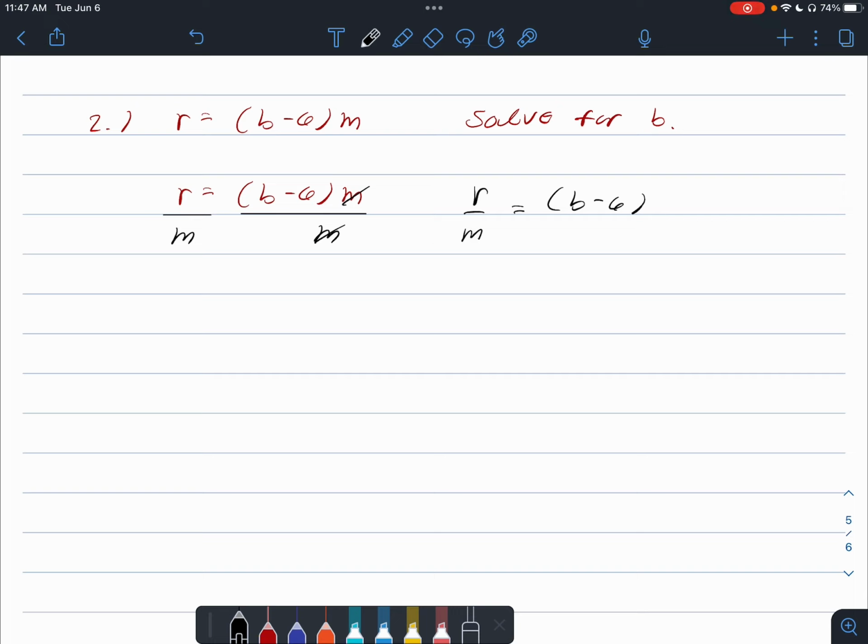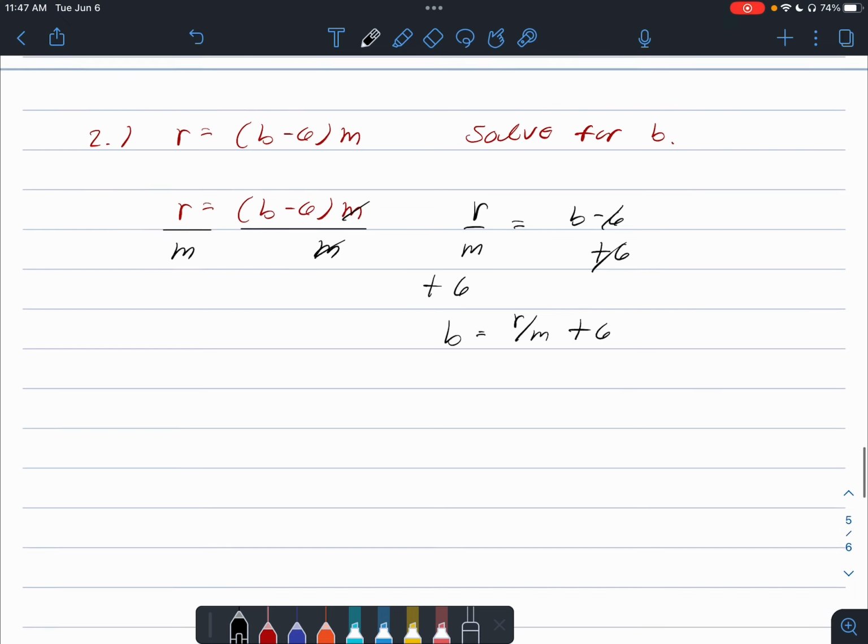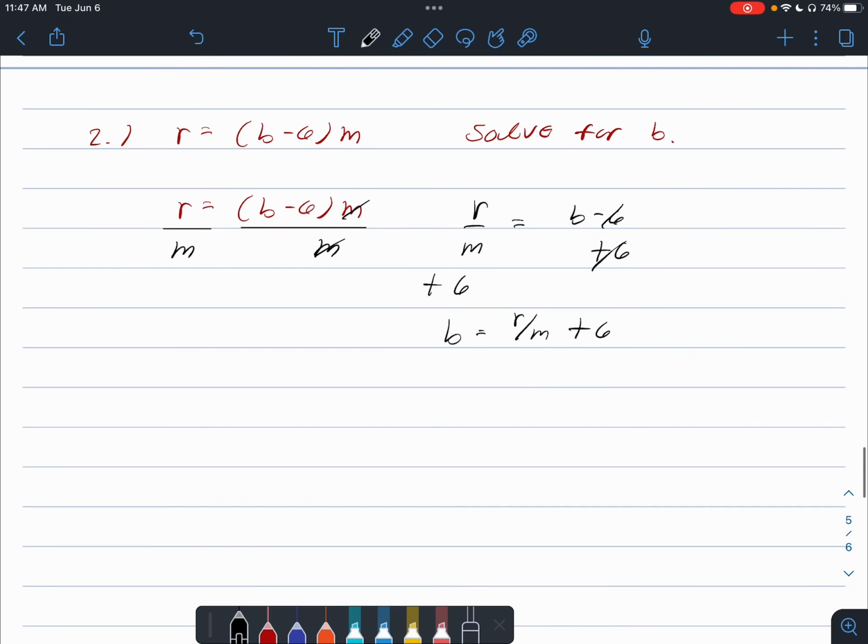Remember, our goal here is to solve for b, so we can go ahead and add 6. We can actually get rid of these parentheses, they're not needed. So we can add 6 to both sides of the equation. These will cancel, and we'll get b is equal to r over m plus 6. And if you doubt me, you can take this and plug it back into our original equation and show that b is actually equal to r over m plus 6.